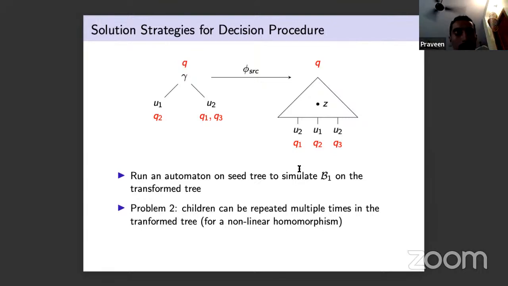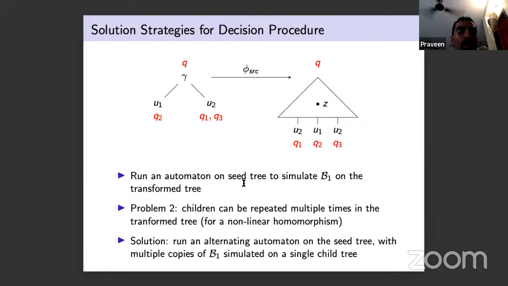I had drawn this picture hoping that by the time you see it, you would have already guessed how we solve this problem. And we solve it by using an alternating tree automaton. We start at the root here with Q, and then to the right child, we send two copies, one in state Q1 and one in state Q3. And we would like both of these copies to end in a successful run. Okay, so that's how we solve the second problem.